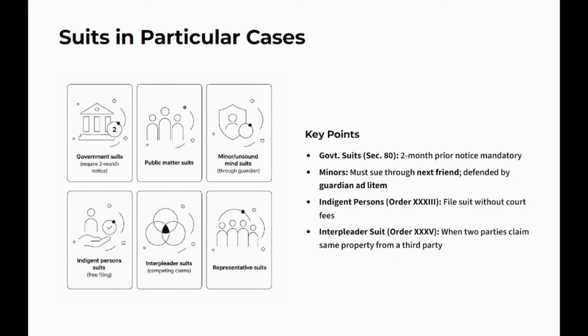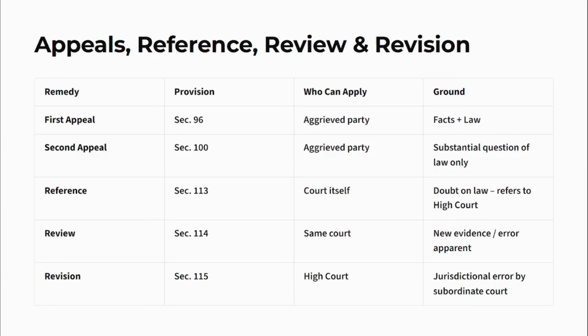Then interpleader suit, that is Order 35, used when two people are fighting over the same property, which is held by a third person who has no interest in it. So the third person asks the court to decide who the real owner is. Okay, this is the thing. We'll go to the next slide.